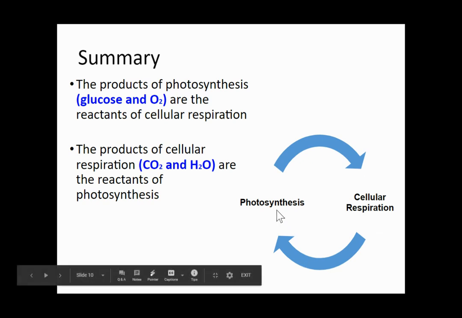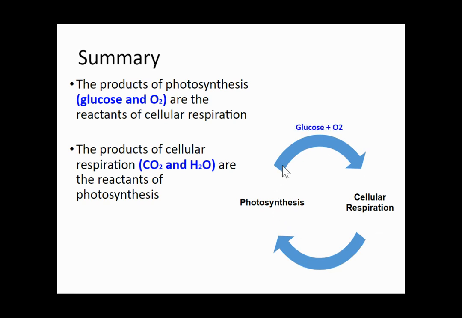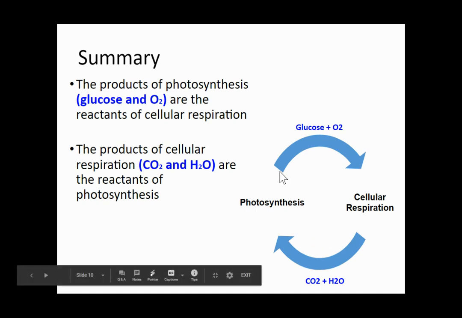So if you look at this in a cycle, photosynthesis is making that glucose and oxygen, which cellular respiration will use and extract energy from. But then photosynthesis is going to use that carbon dioxide and water from the cellular respiration to make the glucose and oxygen. And this occurs in a cycle, and it's a cycle that's very important to living things.